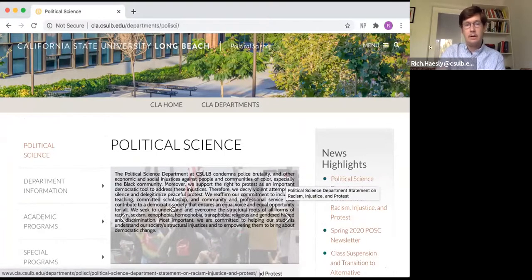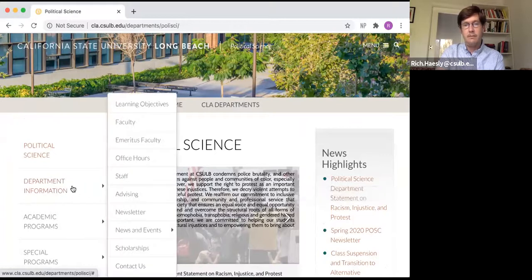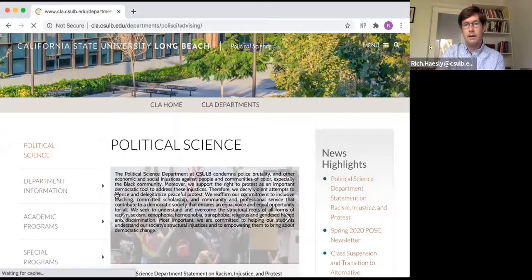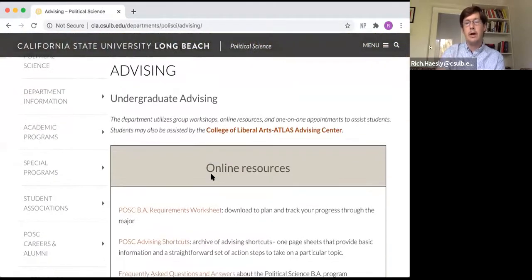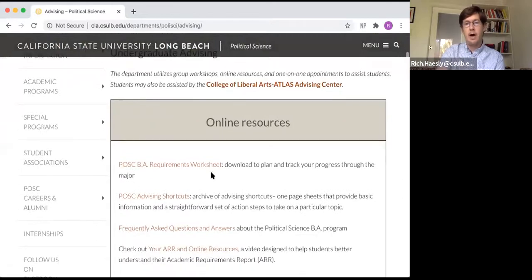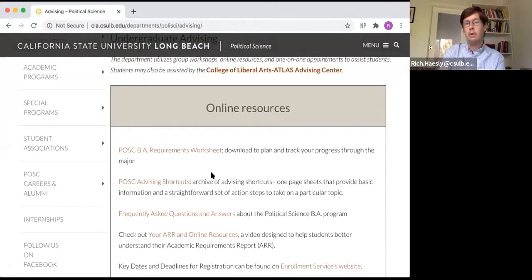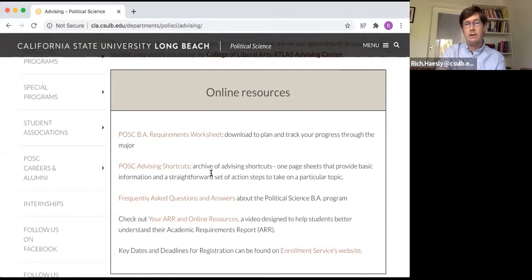And what I'm going to take a look at specifically is under department information. You can see this, click on advising. And then when we talk about advising, we have information about undergraduate advising, and we have a number of online resources, some of which I will link to in the emails that I'm sending you this summer. And some of them are just here on the website that you can take a look at. What I'm going to look at specifically is the Political Science BA Requirements Worksheet.